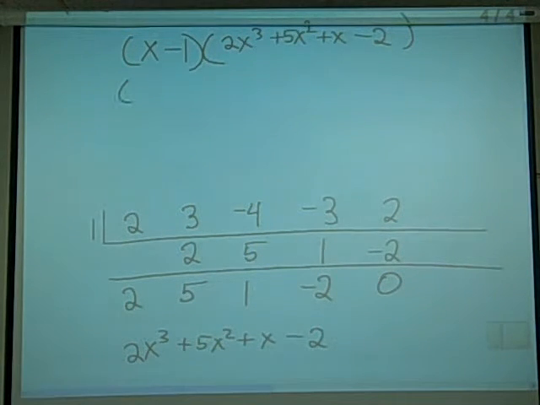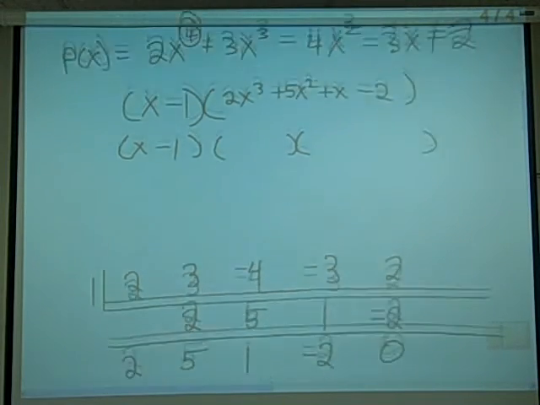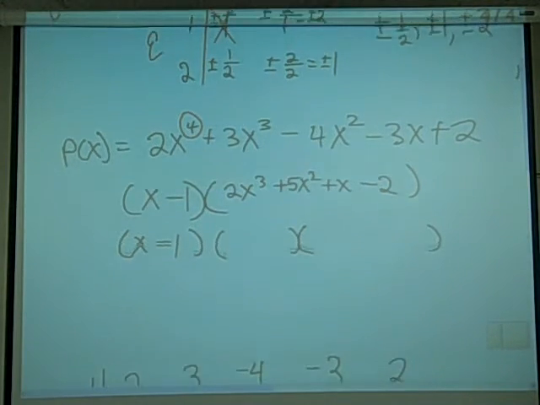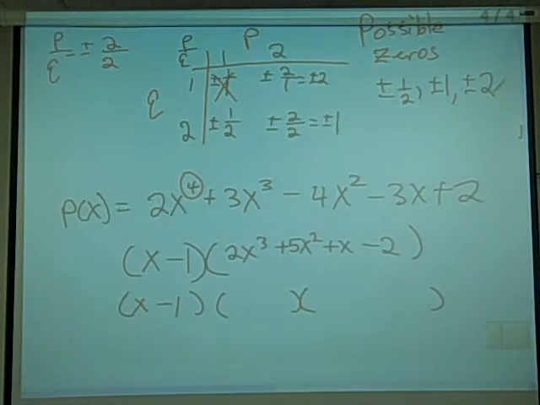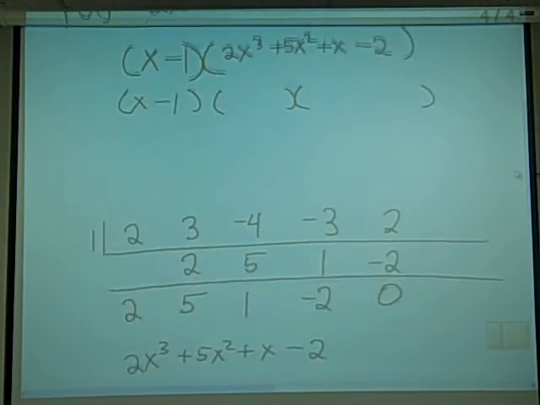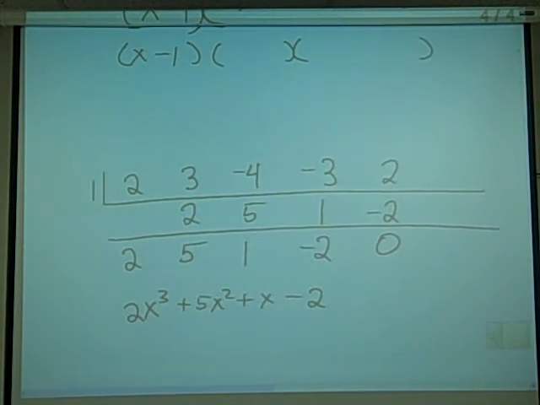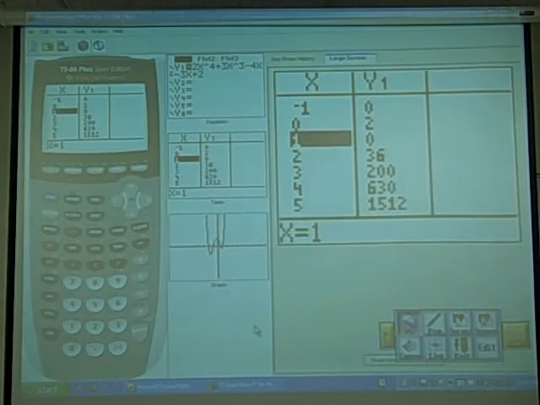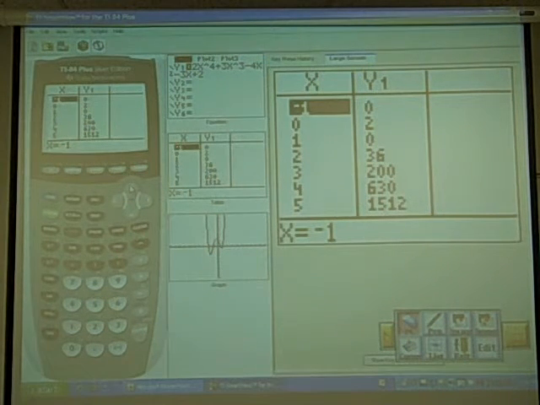So let's see, we can go back to our table of values, and we should be able to come up with a possible 0 of 1 or 2. If not, we may have to see if 1/2 is. So let's take a look here. Here's negative 1 is also a 0. We used positive 1 last time, and this time we'll use negative 1.